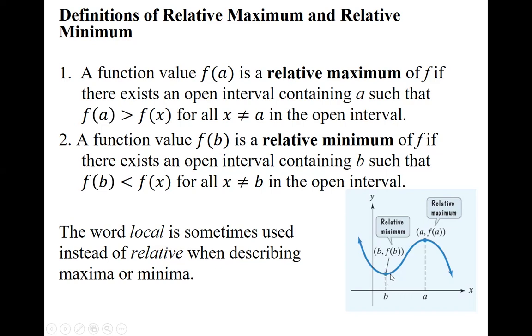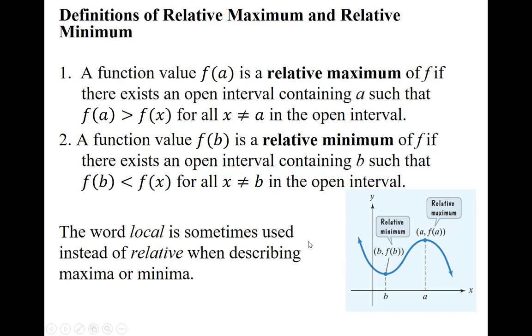We say relative, it's not the absolute minimum because this graph does go down and down and down forever off to the right. We say relative maximum instead of absolute maximum because this graph does go up and up and up forever off to the left. But if we're just looking at this hump, f of a is definitely a max. And if we're just looking at this valley, f of b is definitely a min.